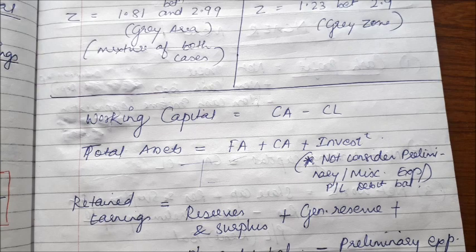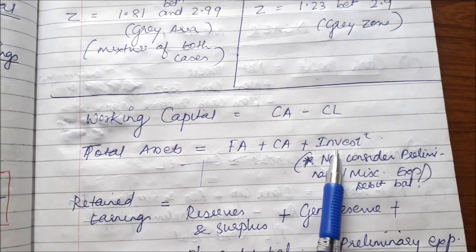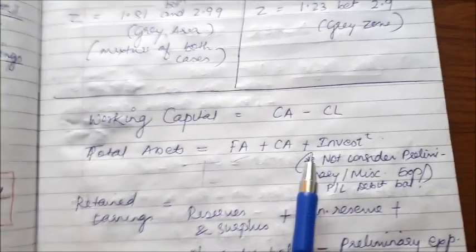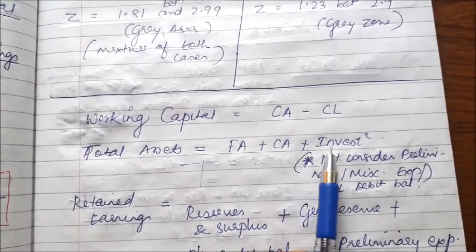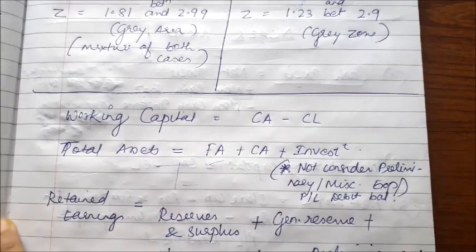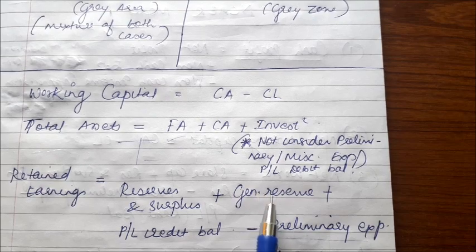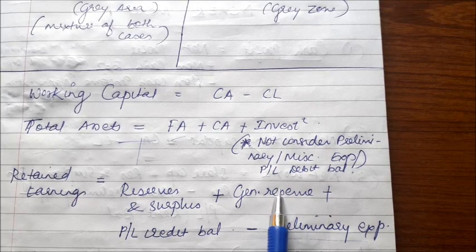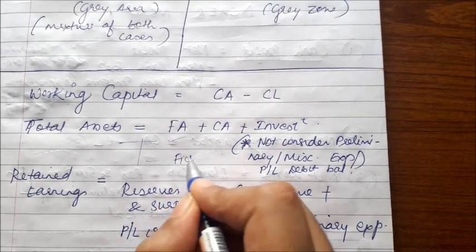Total assets include fixed assets, current assets plus investments. Why are investments given differently? In this chapter they aren't considered under current assets, so they're given separately under total assets. But we should not consider preliminary or miscellaneous expenses or the P&L debit balance. Why should we not consider preliminary or miscellaneous expenses? Because they are fictitious assets.